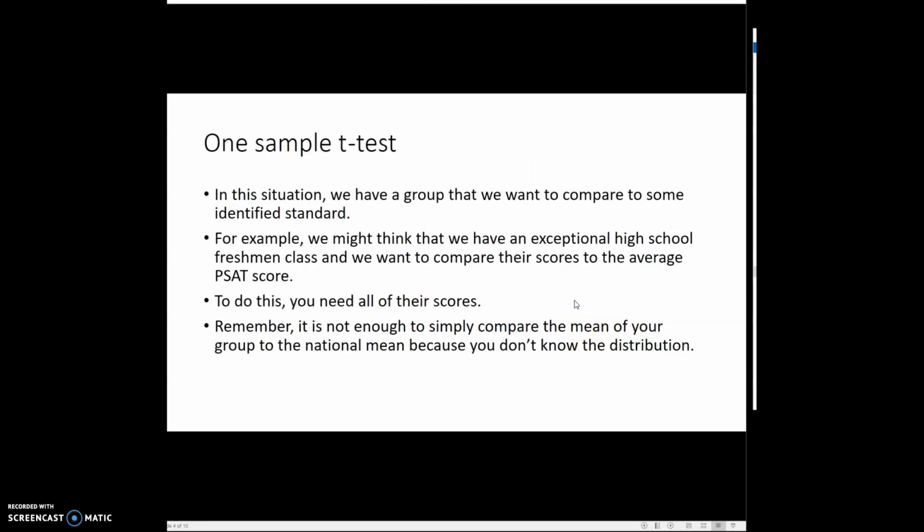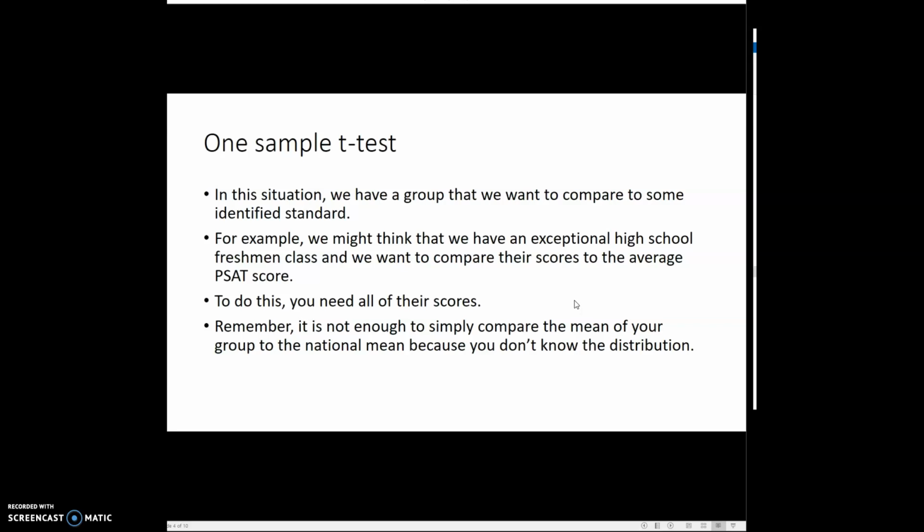So, one sample t-test. Let's say we want to compare our group to some identified standard. For example, let's assume for a minute you think that you have an exceptional high school freshman class, and we want to compare their scores to the average PSAT score. To do this, you're going to need all of their scores. You have to remember that it's not enough to simply say, well, we've got our PSAT scores and they have a mean, and we can compare it to the national mean for PSAT and have that mean anything or indicate anything. That's not enough because you don't know the standard deviation or distribution of your scores in relation to that.